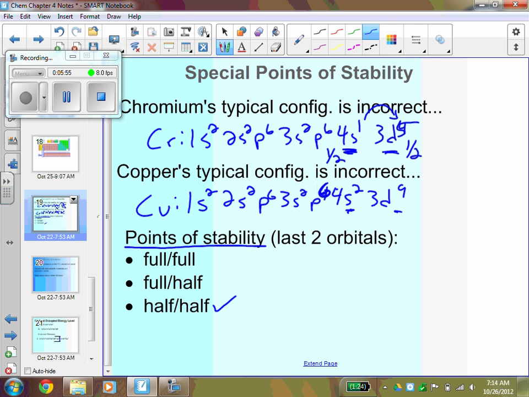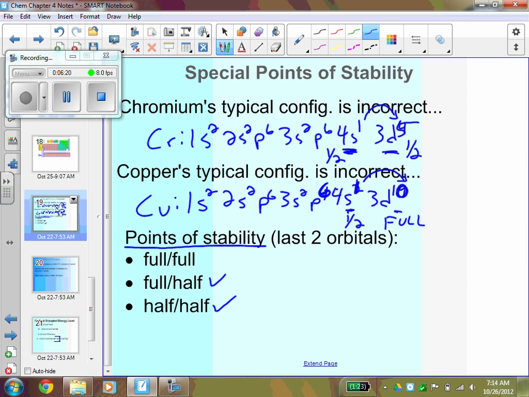So what it does is it takes one of these electrons, moves it up here to make 3d10. So now I have half full and full. This is another special point of stability. So if I have full, half full, or in this case half full, full of the last two orbitals, I have something that is a little bit more stable than what we typically had.